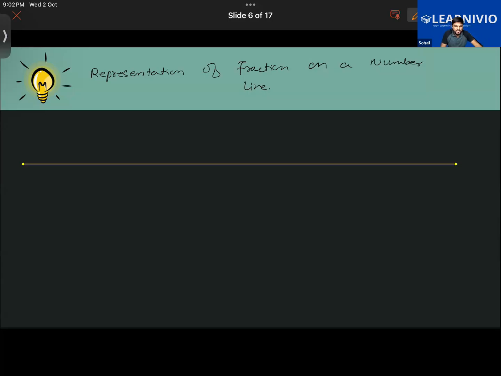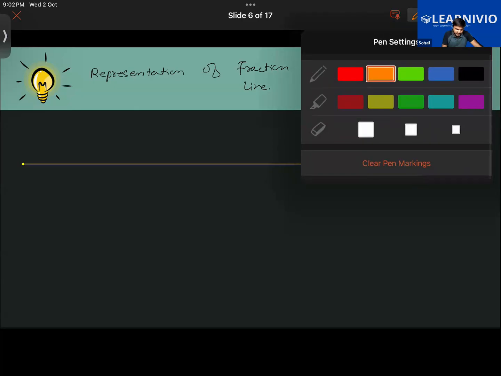In your school, the school in which you will be giving the exam, Hindi is also taught. So you would be learning Hindi grammar as well. Some of which I could recall, like you would have learned about Sangya, Swarnam, these things. Anyways, so representation of fractions on a number line is what we are going to learn here.